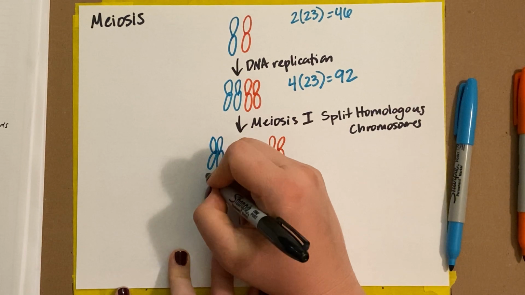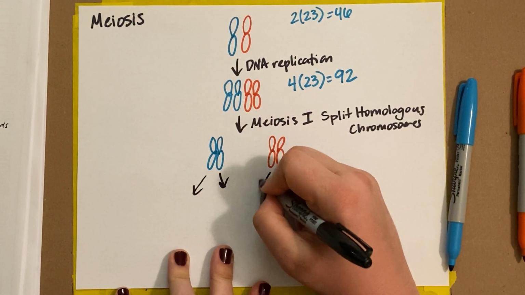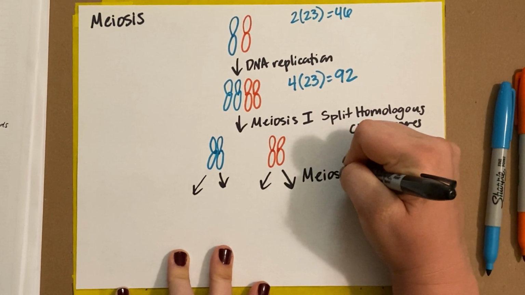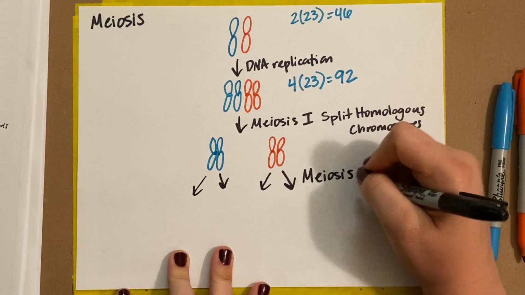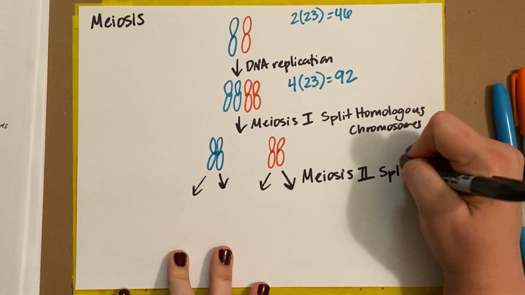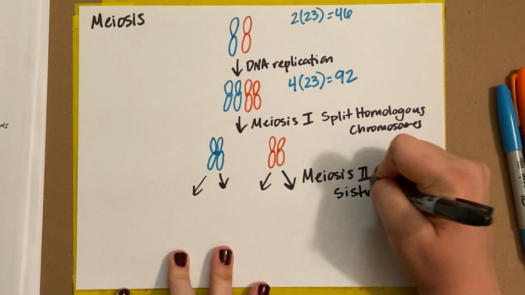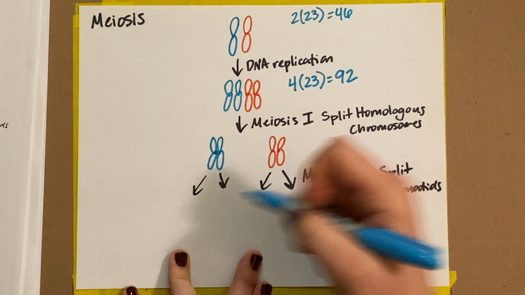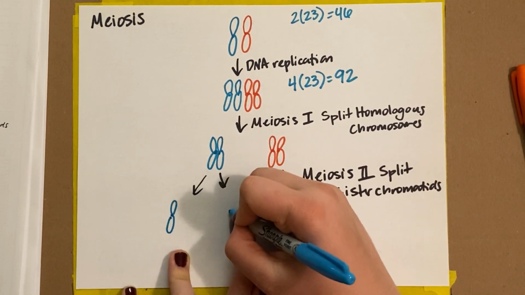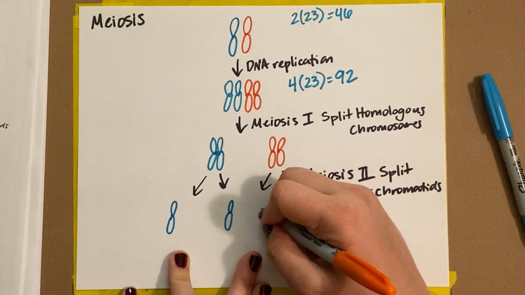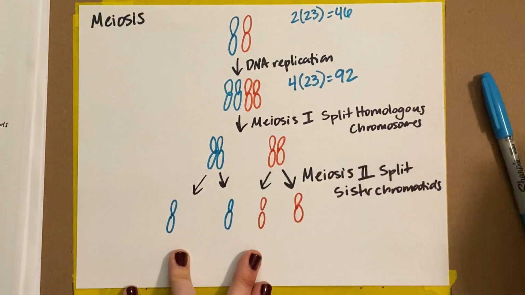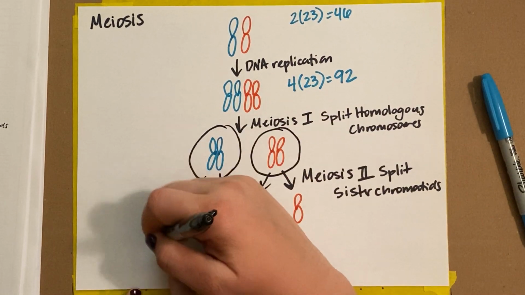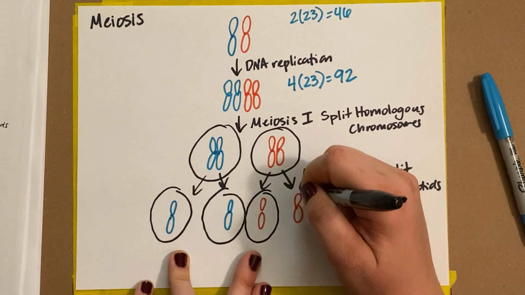We're then going to have another division that's going to take place, and we're going to call this meiosis 2. Okay, and what happens in this is that we're going to split sister chromatids. Okay, and so you're ultimately going to end up with something that looks like this. Again, I'm not drawing all of the different chromosomes, but if I was to put these in their cells, we're going to end up with 4 cells at the end.